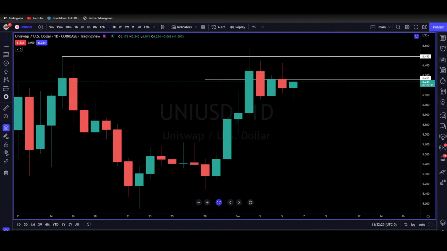Potentially. I'm not going to short it if it just blasts right through that level. All right. I need price to show me that that is indeed going to be resistance. And if it is going to be resistance, then I may look to take a short position on it.